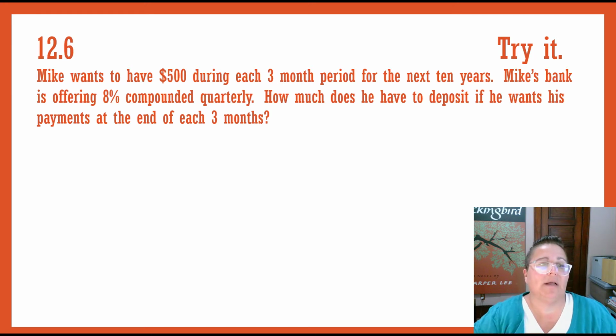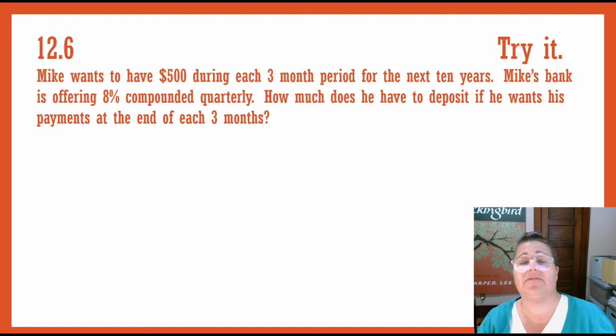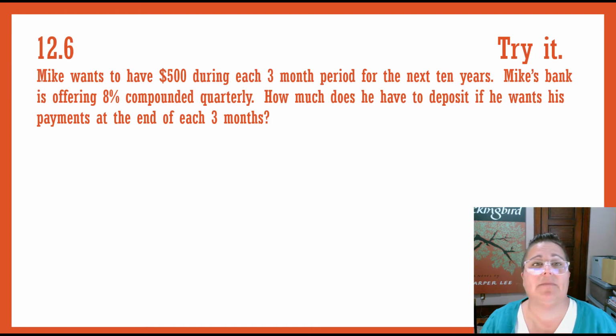Here we have Mike, who wants to have $500 during each 3-month period for the next 10 years. So he wants to put away a lump sum so that he can pull $500 every 3 months off of that for the next 10 years. Why? I don't know. Maybe he is just looking at retirement and he wants an extra $500 every 3 months so he can travel. Maybe he's got a bill he wants to pay. I don't know. But he wants to have $500 every quarter, each 3-month period, over the next 10 years. And he has the availability, the funds to put a lump sum away so that he can pull off of that account for that time.